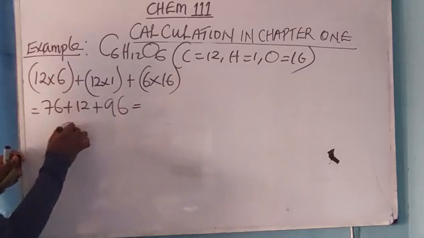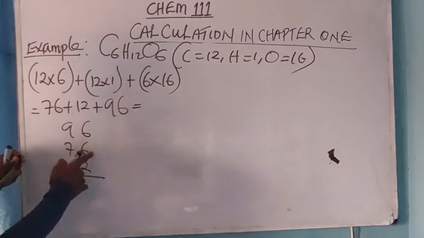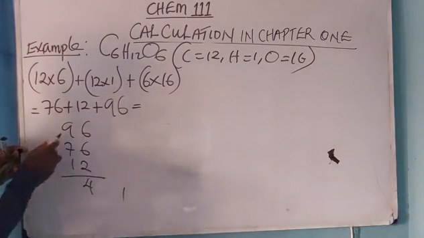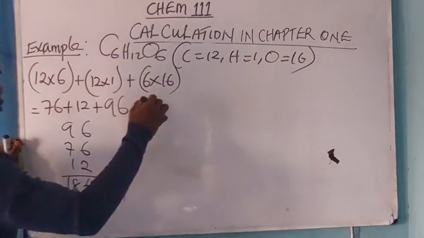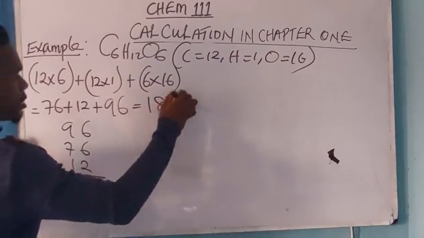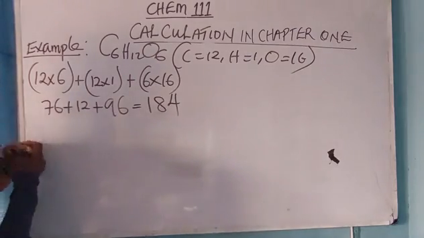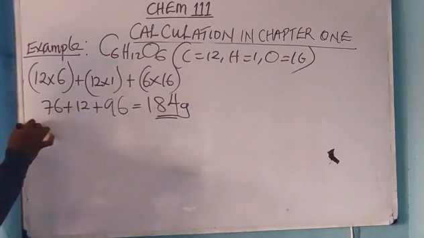Now, what do we have as the answer? Sum everything together: 72 plus 12 plus 96. 2 plus 6 is 8, 7 plus 1 plus 9 is 17, carry 1, so 1 plus 1 is 2. Therefore, the molar mass is 180 gram. So this is the answer.